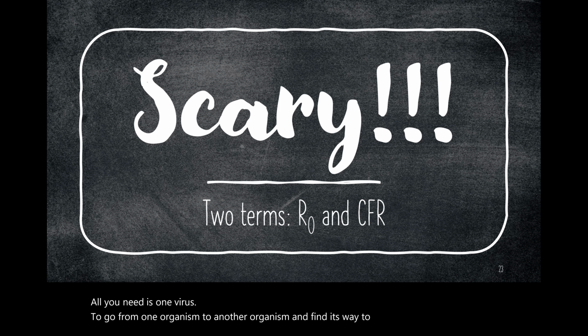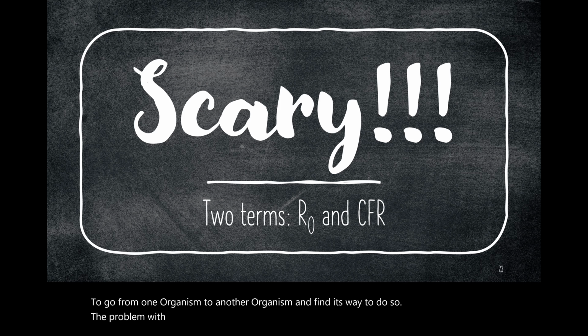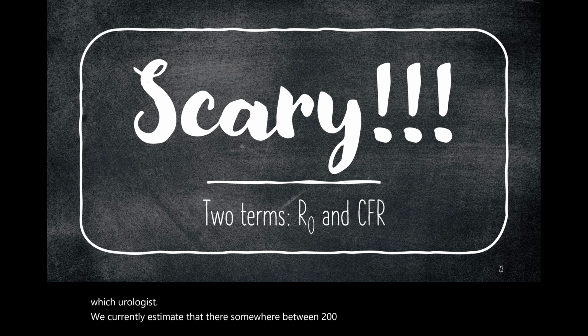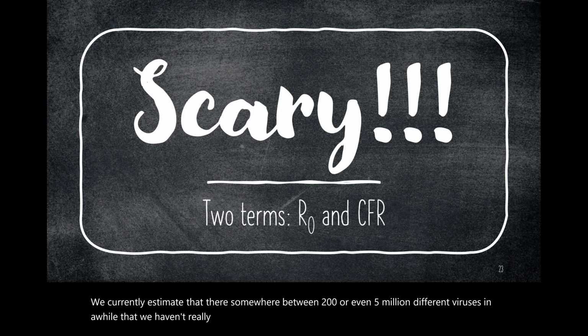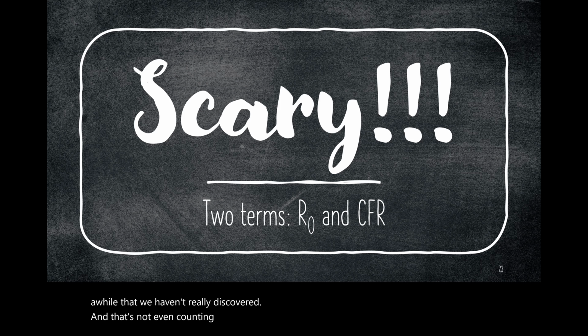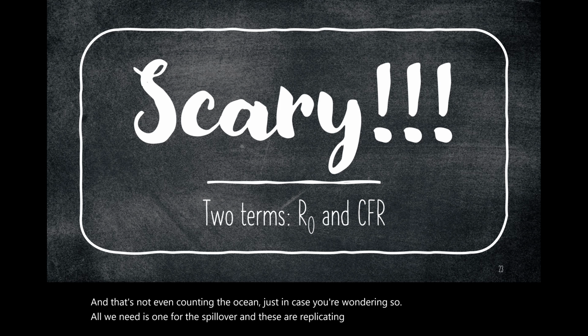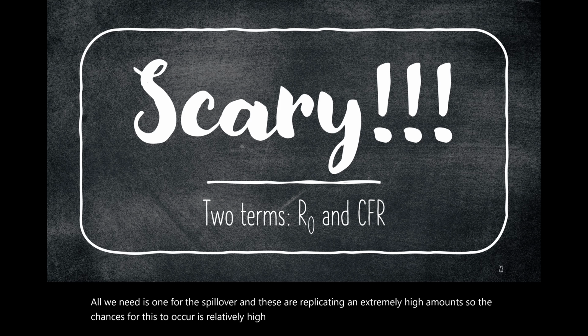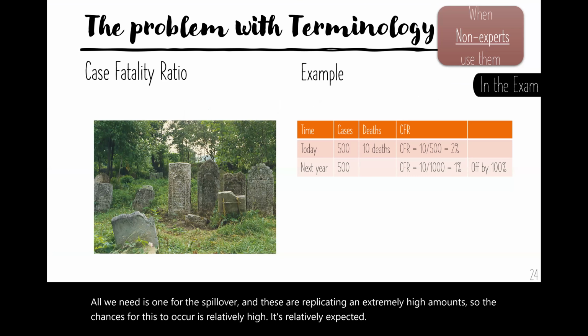Now, depending on who you ask, depending on which researcher, which virologist, we currently estimate that there are somewhere between 2 to even 5 million different viruses in the wild that we haven't discovered. And that's not even counting the ocean, just in case you're wondering. So all we need is one for it to spill over, and these are replicating in extremely high amounts. The chances for this to occur are relatively high. It's relatively expected for those of us who were in the field.